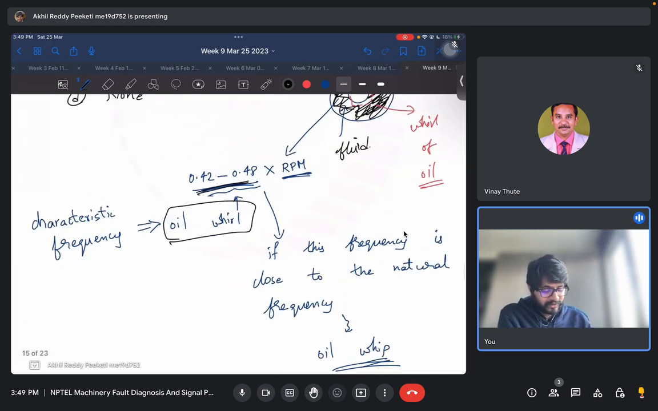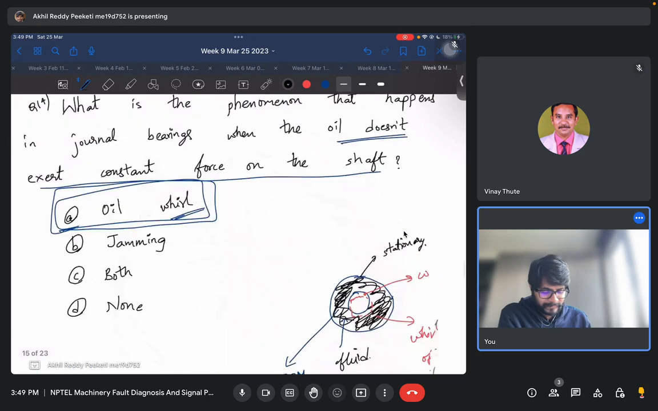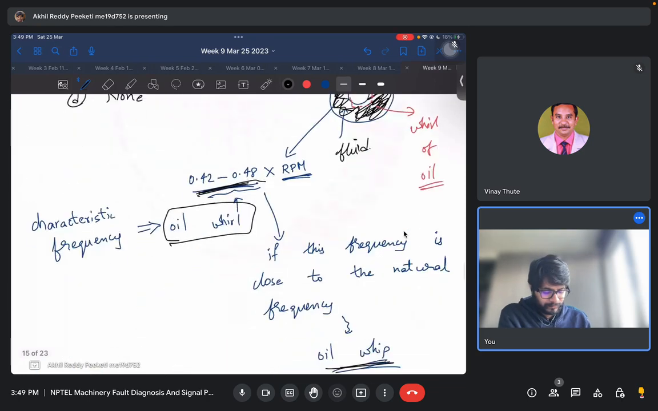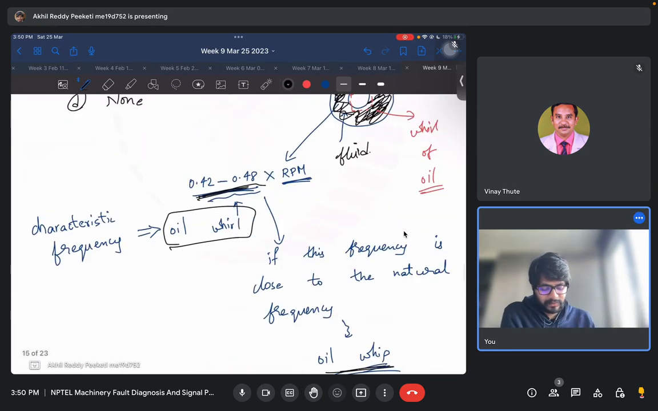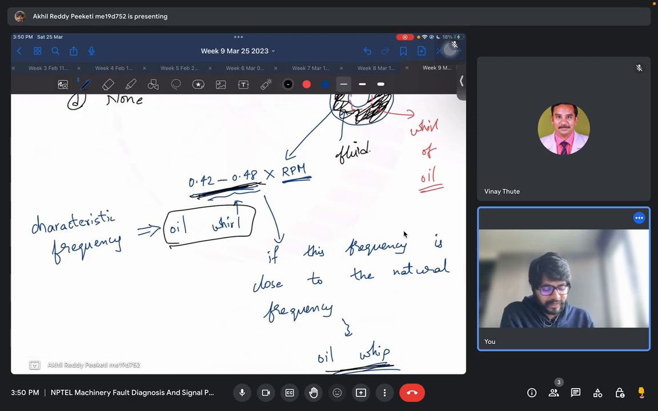Now if you are very close to the natural frequency of the system, if these frequencies coincide, then it would actually lead to catastrophic failures, which are termed oil whip. Now, the characteristic frequency of the oil whirl is usually less than half of the rotational speed. That is true, as we saw here, it is 0.42 to 0.48 times the RPM.